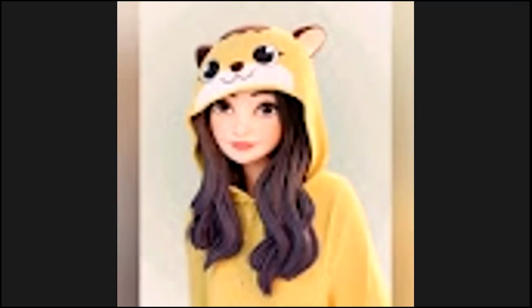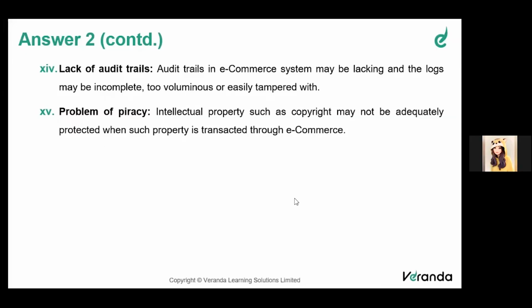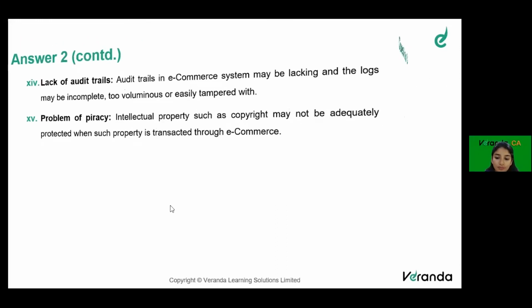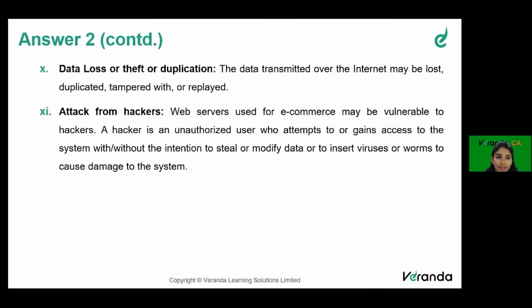Let me tell you one more. Lack of audit trail. Yeah, let me tell you one more. Authentic transaction. Problem of anonymity. Can you explain that point again? Maybe I have missed that. Okay. Yeah, let us see the points once again. Infrastructure is also 1 point. Let us quickly see all the points again.